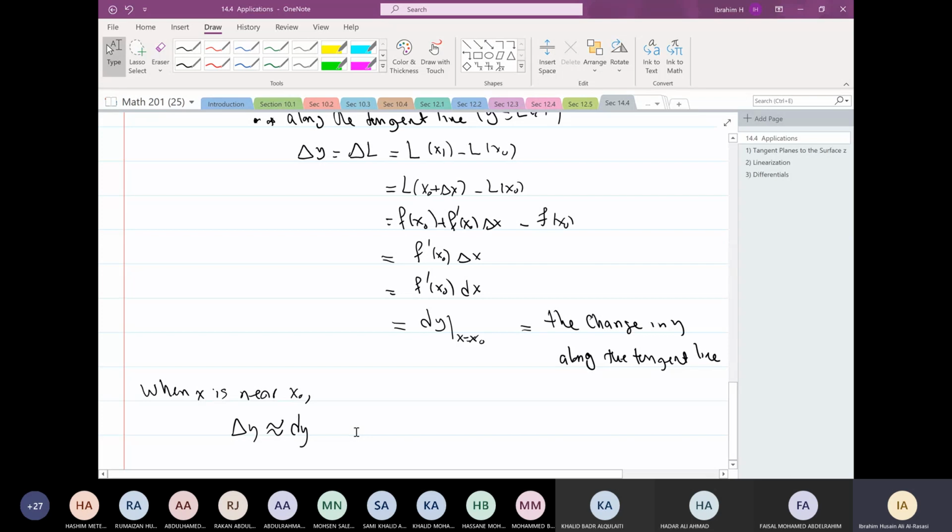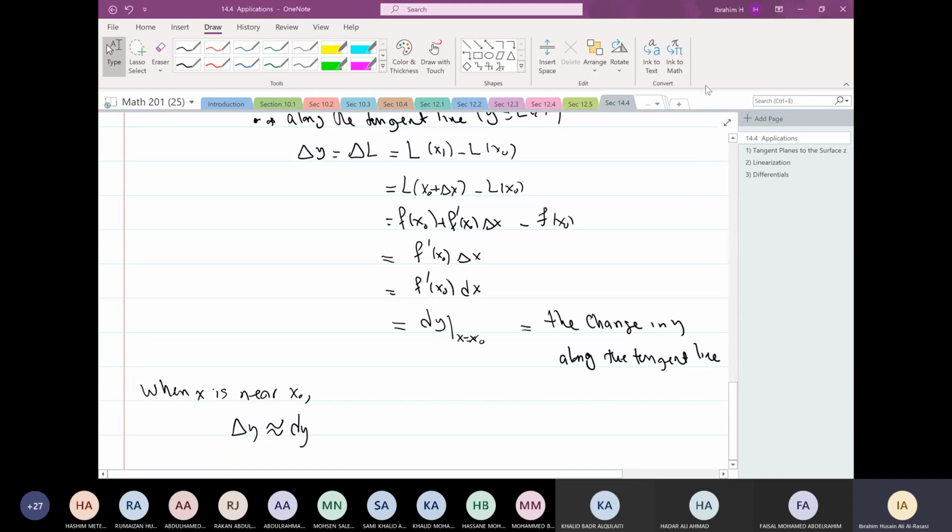Is it clear or not? If it is clear, write 2 in the chat. It is a matter of change: a change along the curve and a change along the tangent. We can approximate the change on the curve by the change on the tangent. The idea is simple, not difficult, but when you have too many notations, it becomes a little bit confusing.